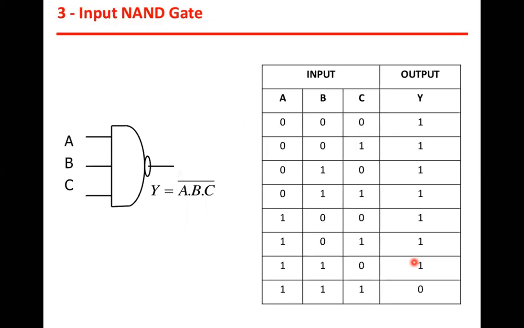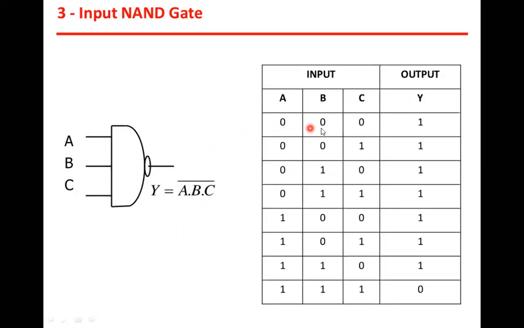Now if you have a 3-input NAND gate, this will be the symbol. A, B, C are the 3 inputs to the NAND gate, and the bubble shows that it is a NAND gate. The output of this 3-input NAND gate will be (A dot B dot C) whole bar. Got it? As we said, it is a 3-input gate, 2 to the power of 3 is 8, so there will be 8 combinations. What are they? A, B, C are the inputs and the output is Y.